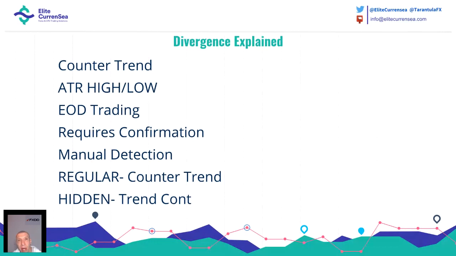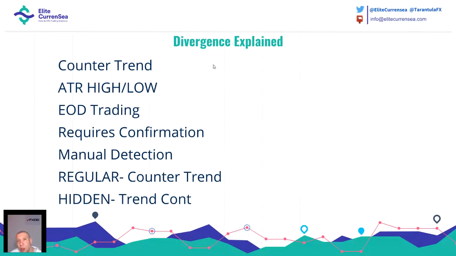We use regular divergence for counter trend, and we use hidden divergence for trend continuation. Now, I will show you different types of divergence. Okay, first we have a regular bullish divergence.